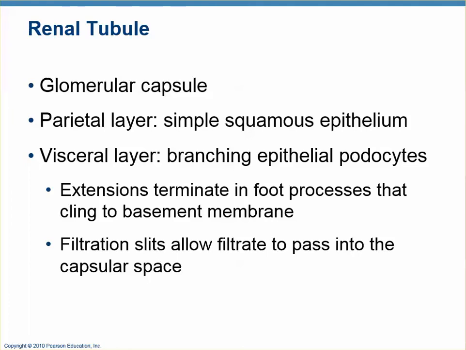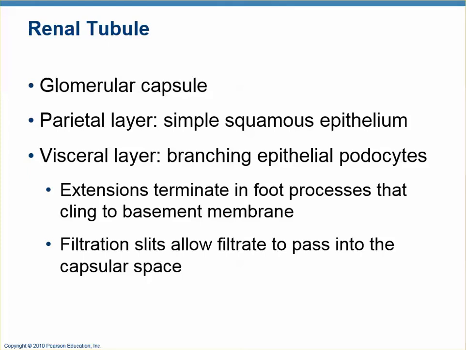Now, the capsule has got two layers. One layer is called the parietal layer, and it's a simple squamous epithelium. It's basically the outside of the carafe that's going to catch the filtrate. The layer that's actually adhered to the capillaries of the glomerulus is called the visceral layer.